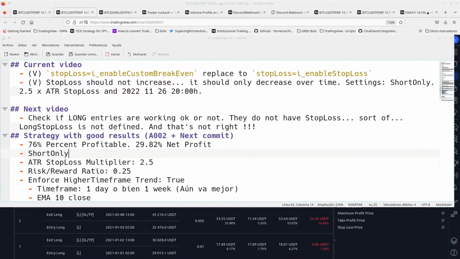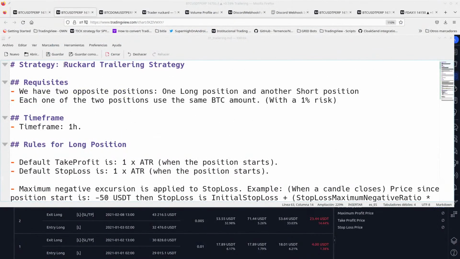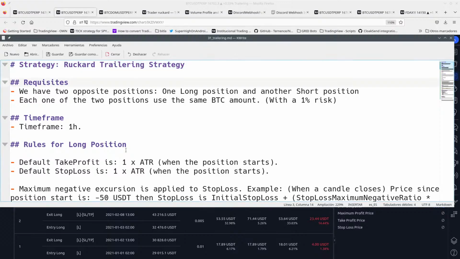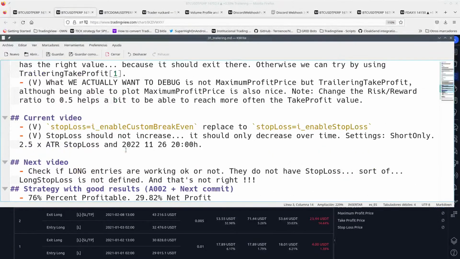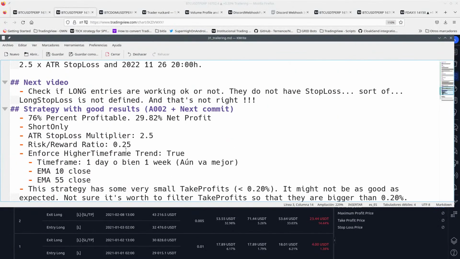Today we are working on the Ruckard Trailering strategy part 3. I'm going to show you a video and we will check why long entries do not have a stop loss and try to fix this.